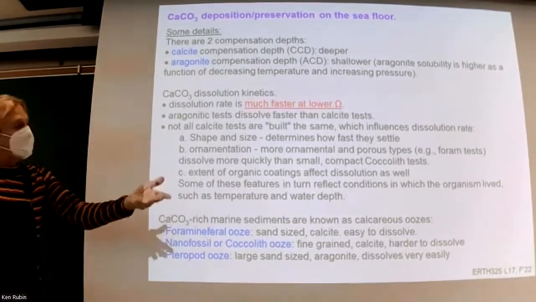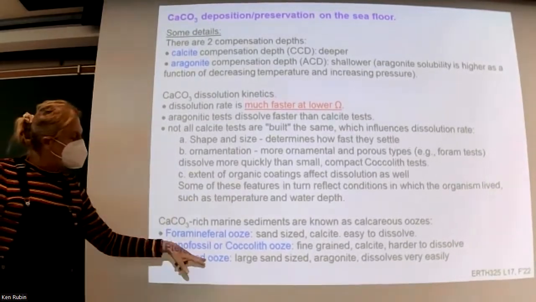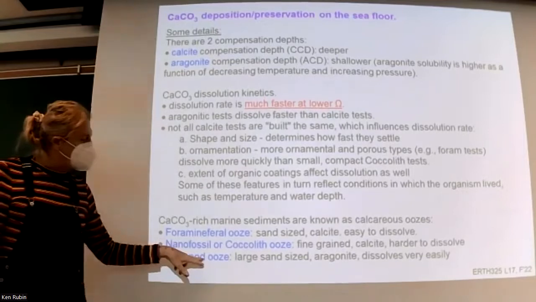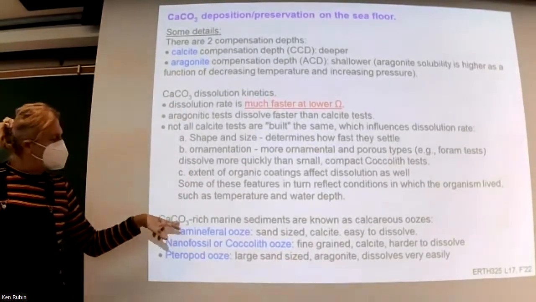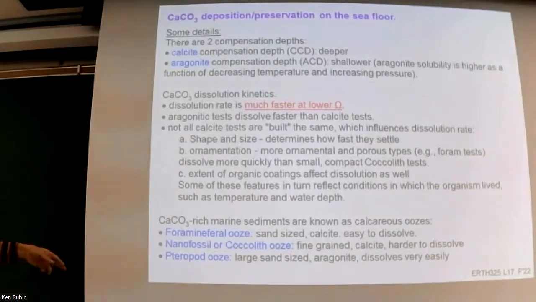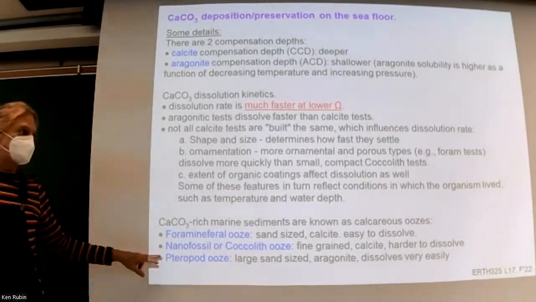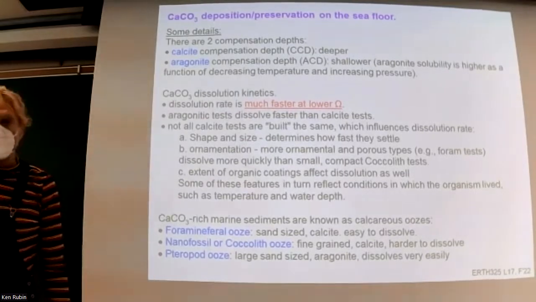The third kind of sediment we look at are pteropod oozes. The reason we look at pteropods is because pteropods make aragonite. So they're coarse like the calcite foraminiferal ooze, but this is another form of calcium carbonate that dissolves more easily. Okay?